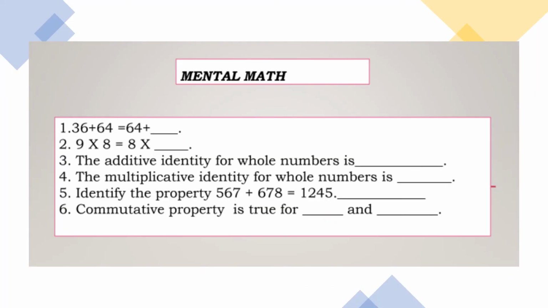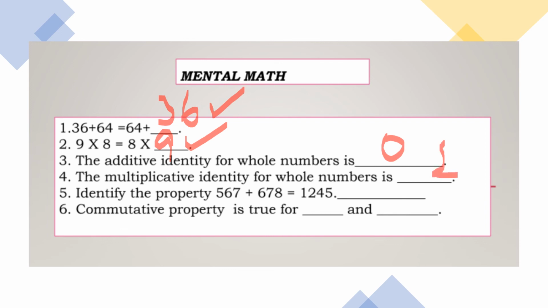So here are some more questions on the commutative property. The first one says 36 plus 64 is equal to 64 plus 36. 9 into 8 is equal to 8 into 9. This was the commutative property of addition, and this is the commutative property of multiplication. The additive identity for whole numbers is 0. The multiplicative identity for whole numbers is 1.